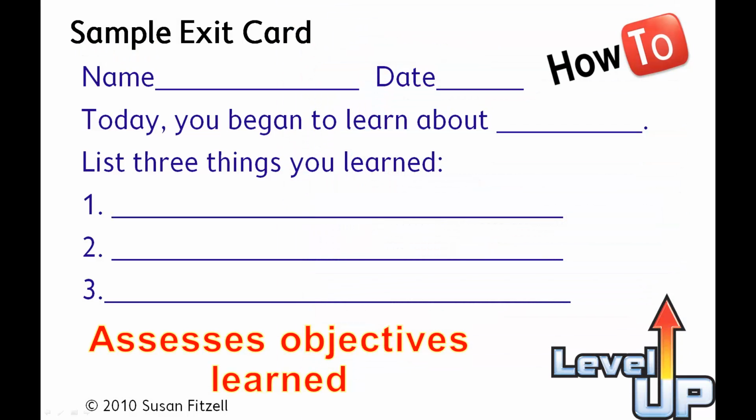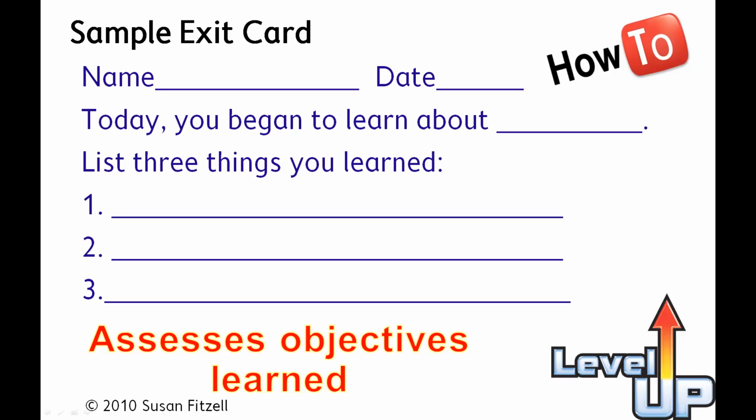After we've looked at these exit cards, here's an example of a simple exit card, a ticket to leave. You might ask three things of the students. What did you learn about? List three things you learned. If it was math, you might give one math problem and score it on a scale of 1 to 3 on how they worked it out. Three definitions or concepts that they learned in class.